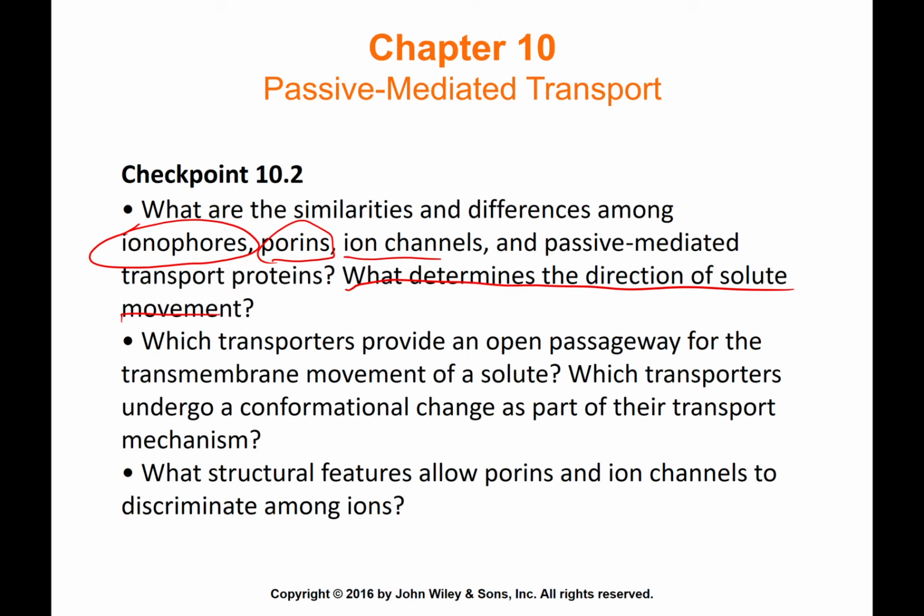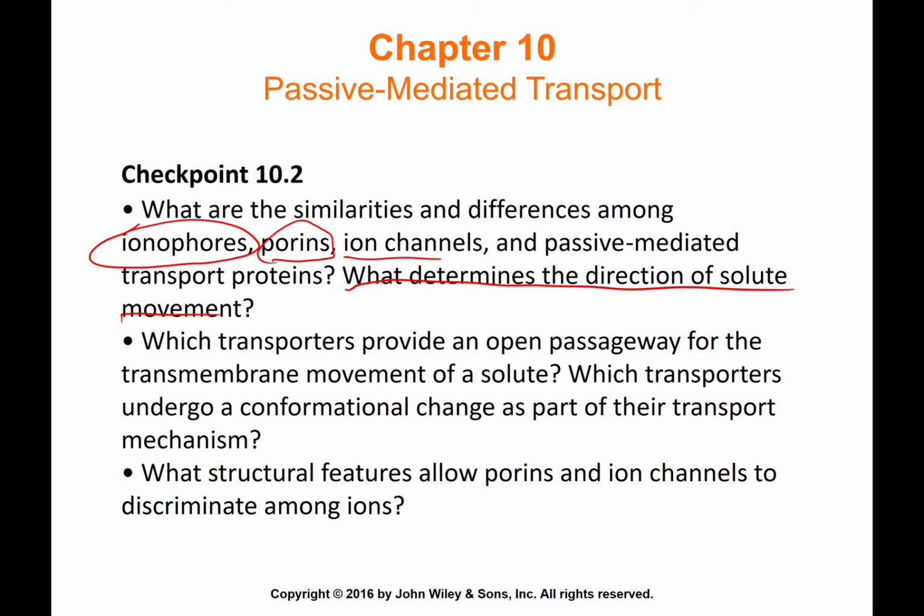So what determines which way the molecules are going to go in a passive transport system? The chemical and electrical gradients. Chemical and electrical gradients. So for a simple uncharged chemical, they will tend to move from areas of high to low, right? High to low concentration, right?